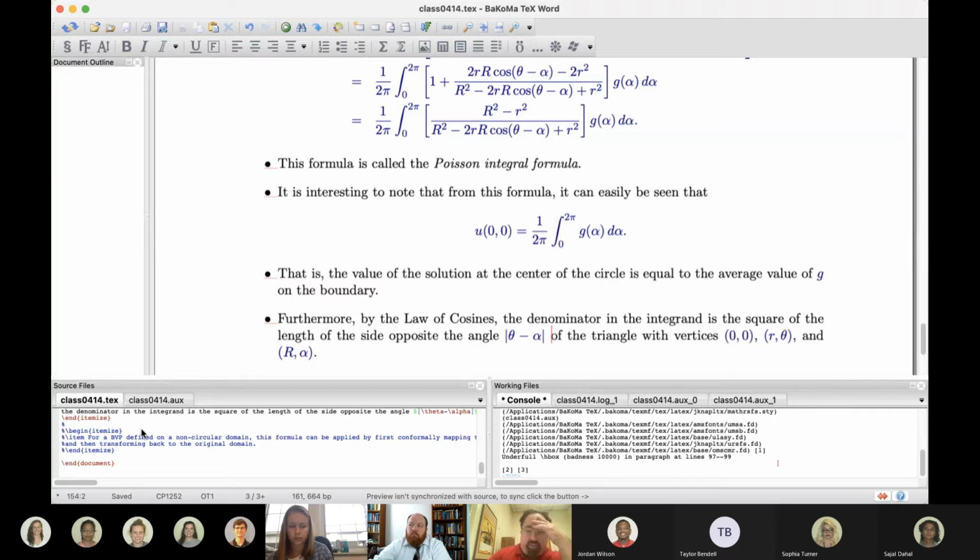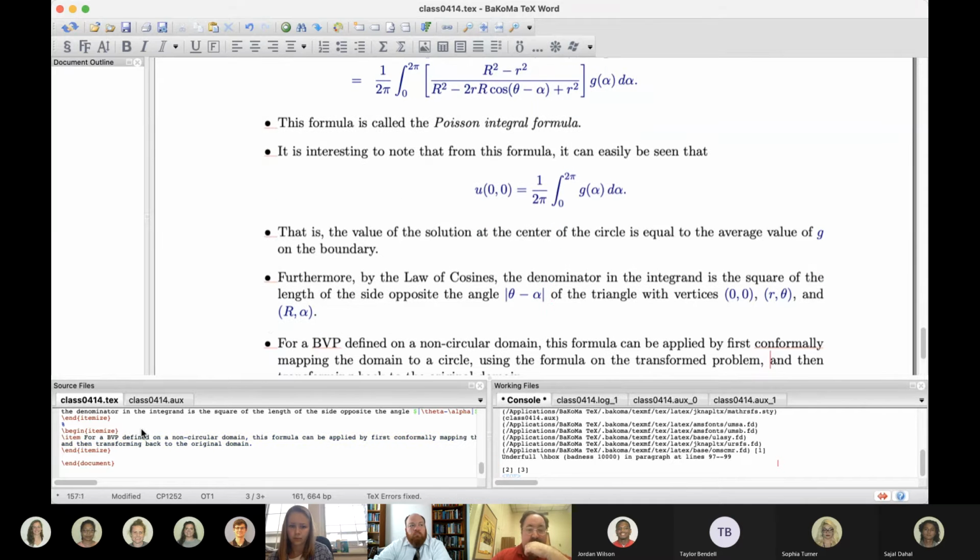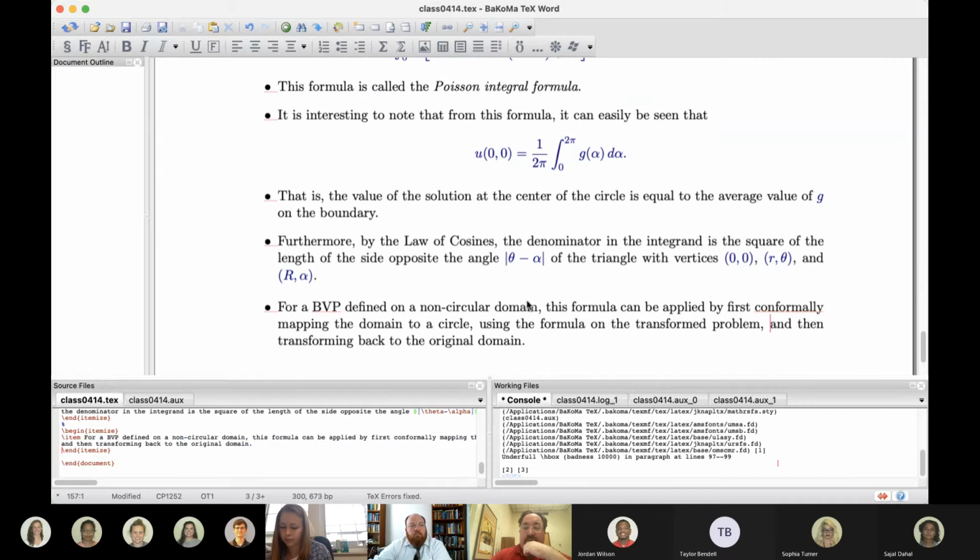Now, here we're solving this PDE only on a circle. What if you have a domain that's not a circle? What you might be able to do is, if you're able to define what's called a conformal map of whatever domain you have to a circle, then you can use Poisson's integral formula on that circle that results from a transformation, and then apply the inverse of that conformal mapping to go back to your original domain. So what we've seen here can be useful for solving this kind of boundary value problem on domains other than a circle.